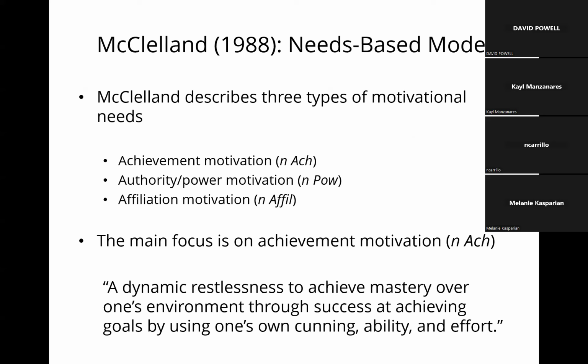Then the fourth content-based theorist that we introduced was McClelland and McClelland's needs-based model. We said McClelland identifies three different types of motivational needs: achievement motivation, authority power motivation, and the need for affiliation motivation. What McClelland tells us is that most of our employees are going to be motivated by the desire for achievement. So achievement motivation carries the day with the majority of our employees, which tracks very well with McGregor, since McGregor says the majority of our employees are theory Y employees. You would assume that they would then be motivated by this desire for growth and achievement.